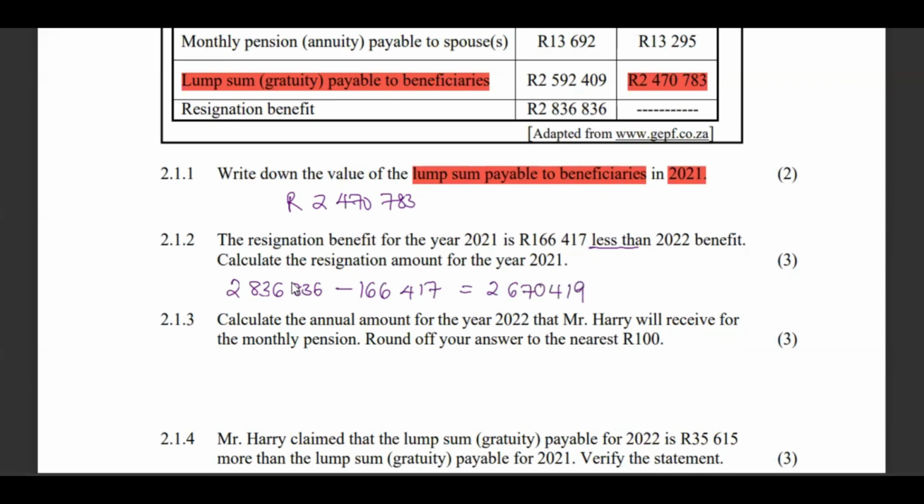So the amount is supposed to be 2,670,419 rands.